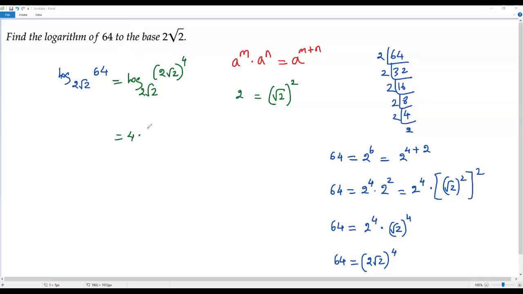Then we get 4 times log 2 times square root of 2 to the base 2 times square root of 2. Okay, now in this logarithm, the argument and base, both of them are equal. In a logarithm, if the argument and base are equal, the value of the logarithm is 1. So the value of this logarithm is 1, that is 4 times 1, which is equal to 4. Now I got the logarithm of 64 to the base 2 root 2. Its value is 4.